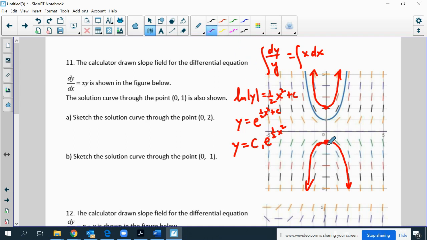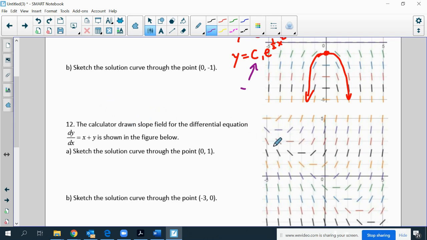Notice that these can look very different. So what I have is I can have something where my function, if I have a constant that's negative in front, it would look like this. But if I have a constant that's positive in front, it would look something like this. So that's totally dependent on where the solution curve is.